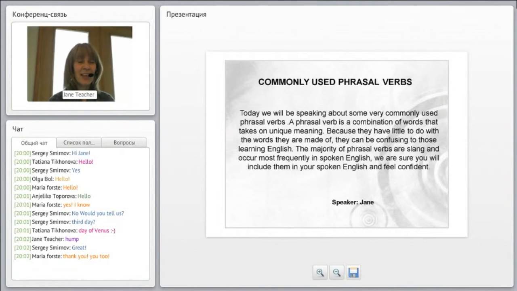Okay, so today we're going to be discussing phrasal verbs. So let's just jump in.